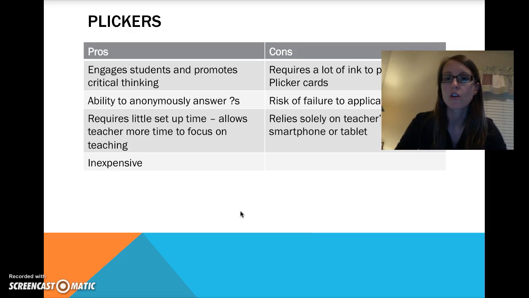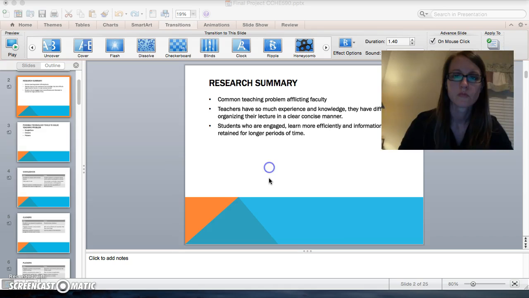The cons are it requires a lot of ink to print out the Plicker cards. It has a solid black straight line figure in the middle, and that uses a lot of ink. And they recommend using it on cardstock. I used it on paper and it worked just fine. They just said not to laminate them. So you would probably have to reprint. They wouldn't be able to be reused for so many times.